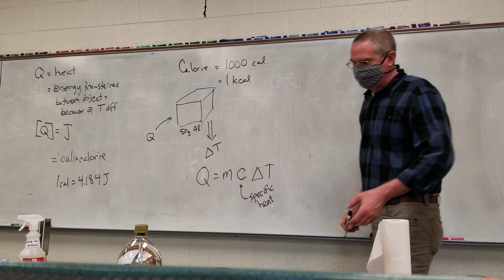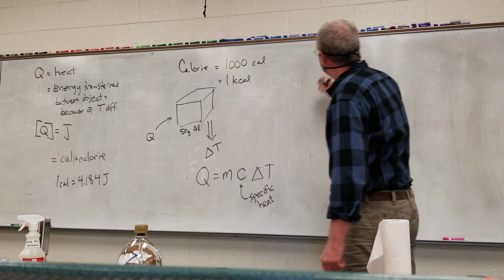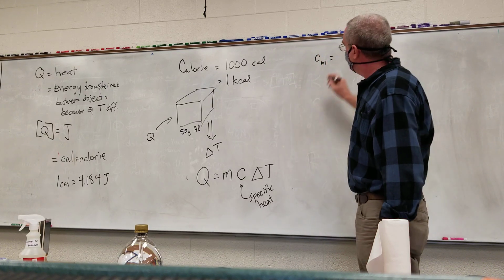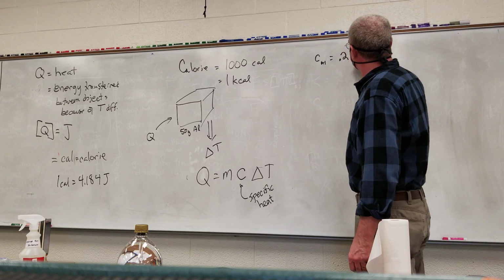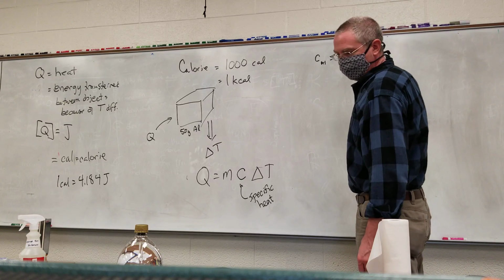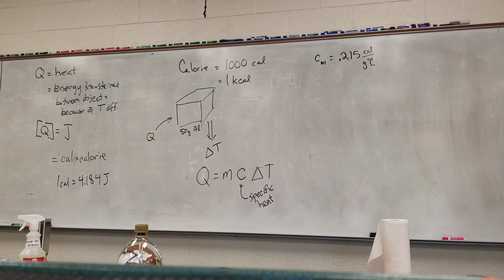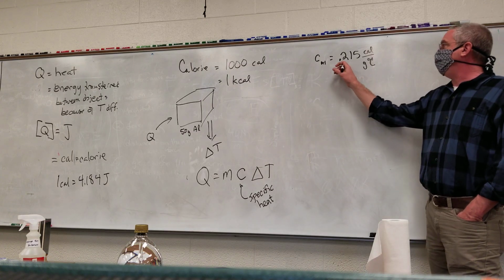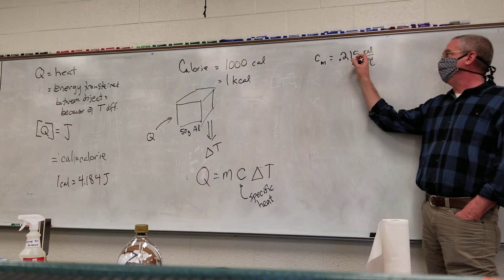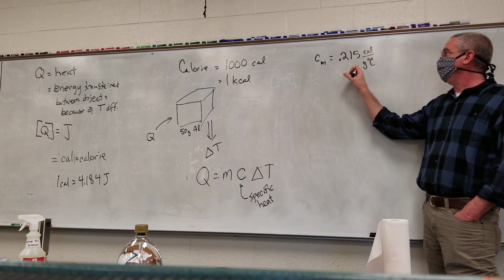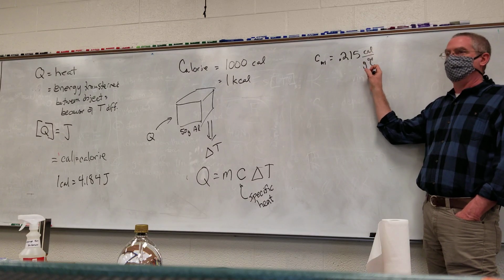So just as an example here, the specific heat of aluminum is 0.215 calories per gram degrees Celsius. What this means is that if I put 0.215 calories into 1 gram of aluminum, it's going to raise the temperature by 1 degree Celsius.